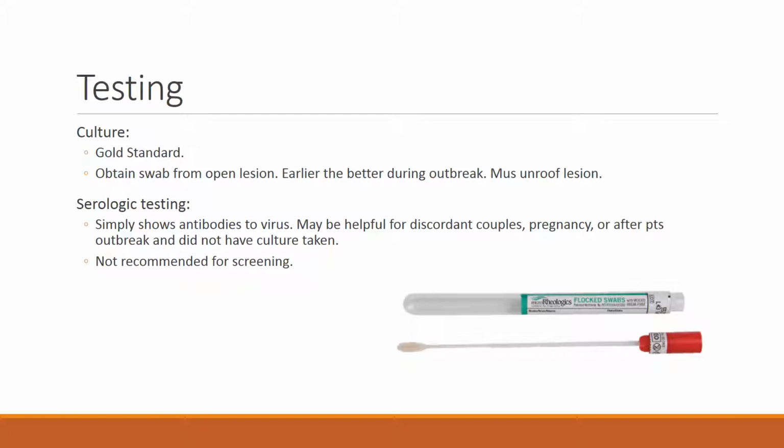The earlier the better during the outbreak. But the biggest thing is you've got to unroof that lesion, and people are not going to love you for it because it's really uncomfortable. So that is really the true way you know what is going on with that lesion. Does that person have herpes? A lot of people ask, I just want to be tested for everything. So I want my gonorrhea, chlamydia, HIV test, and I want a herpes test. Well, that's kind of challenging.